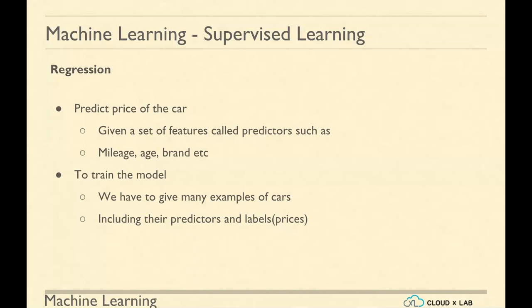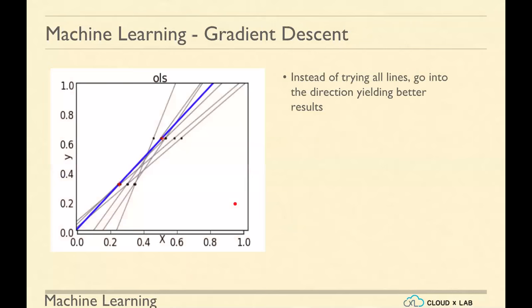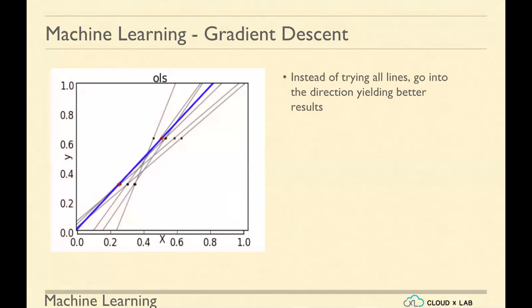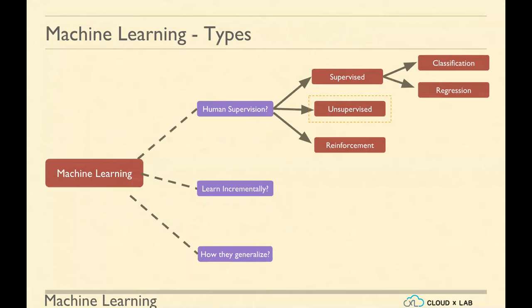Let's say we want to predict the price of a car and we are given a set of features. Sometimes the features are also called predictors, the columns of the data. And predictors could be the mileage, age, brand, etc. So when we are trying to sell an old car, we look at these features of the car and try to predict its value. If we have a lot of examples of cars, we will train our model, and before feeding to the algorithm to generate the model, we will include the predictors and the labels. This way we will predict the value of a car. This part I'm going to skip, that was not really required.